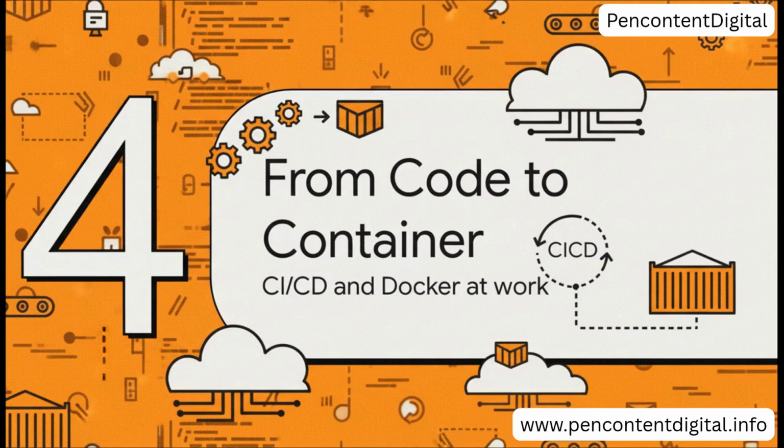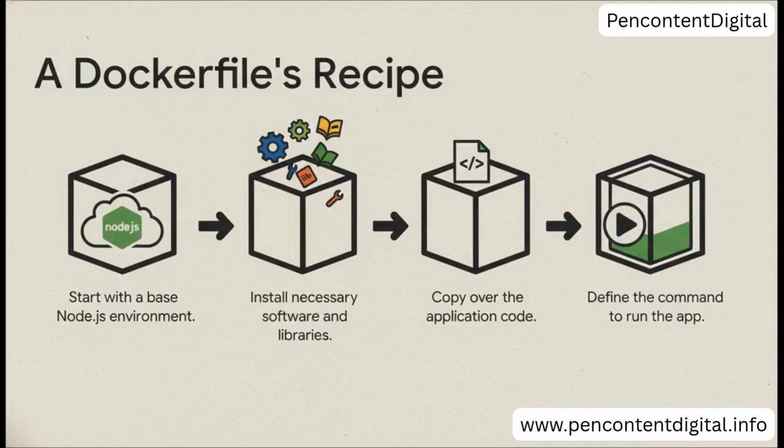Okay, so the product is designed and built. Now for my favorite part, the automation magic. Let's really look at how our assembly line takes that finished code and gets it perfectly packed and ready for global delivery. So how does our robot assembly line know what to do?